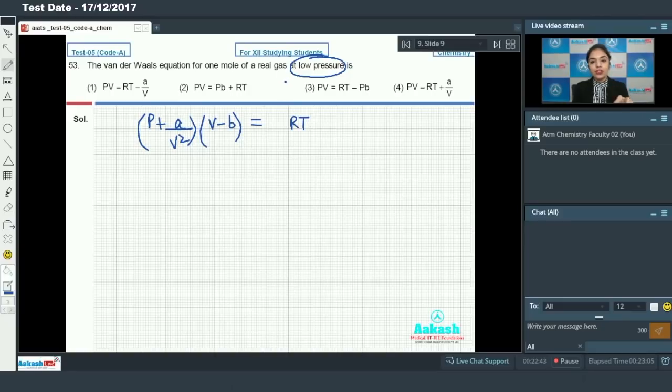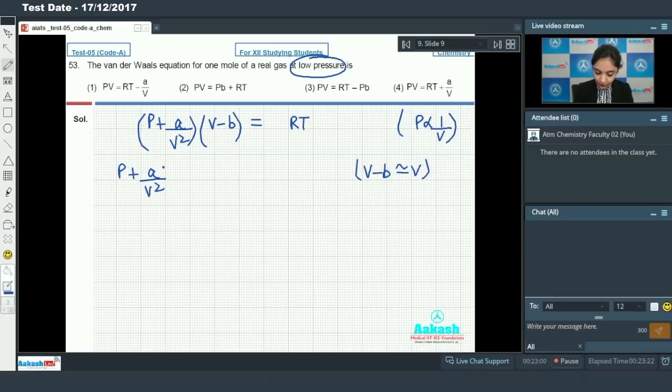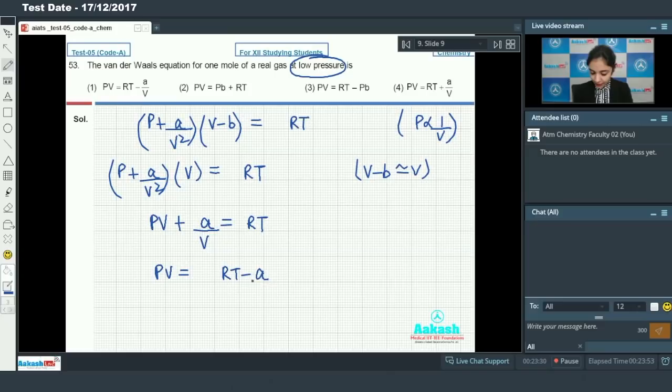So where the pressure is low, the volume will be higher because pressure is inversely proportional to volume. So the volume is highest, which means V minus b can be written as V. So we can write it like this: (P + a/V²) multiplied by V equal to RT. So we can rearrange the equation: PV + a/V equal to RT. So PV will be equal to RT minus a/V. So this is our desired equation. So option number 1 will be the correct answer.